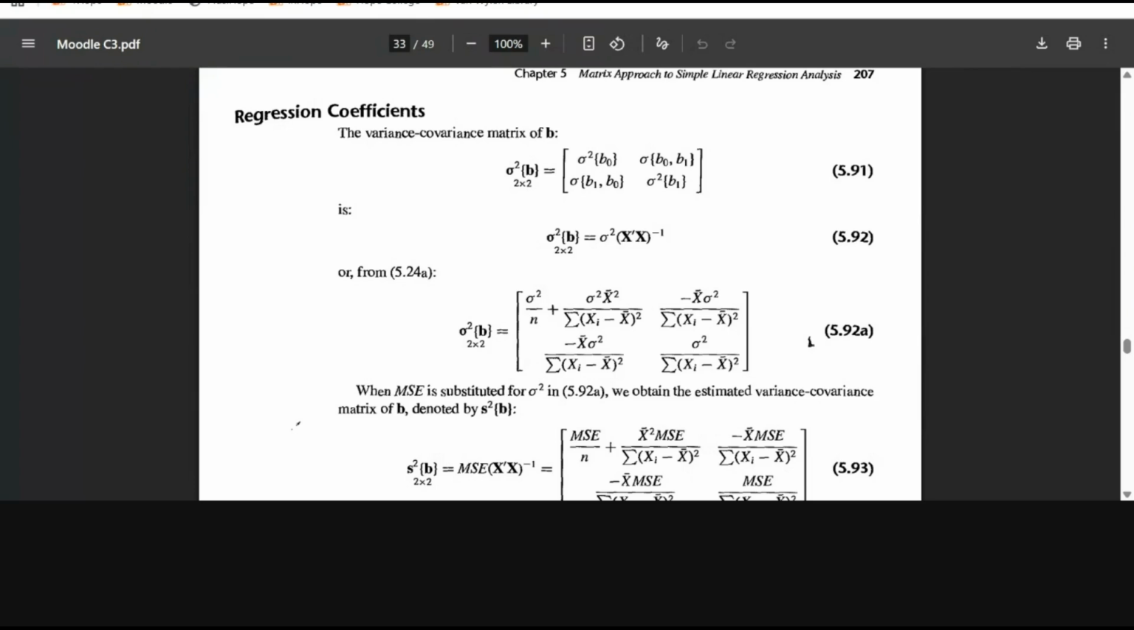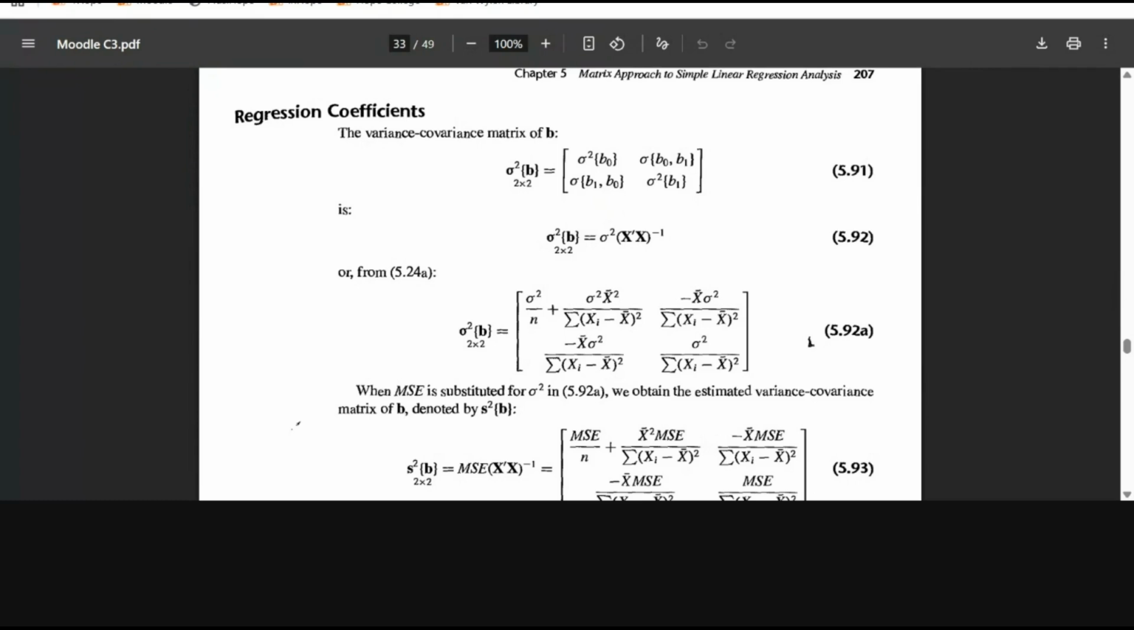Here's the expression that I want you to copy down. As I said, the general form of the variance. Now, again, the textbook uses a bold B. I don't quite like that symbol. I prefer beta hat, right? So beta hat is B. This textbook uses B. The variance of the beta hat term is sigma square.